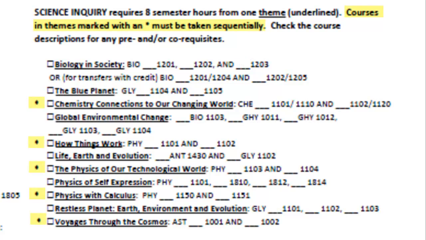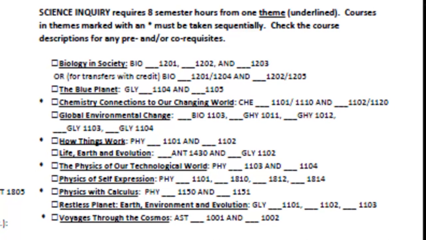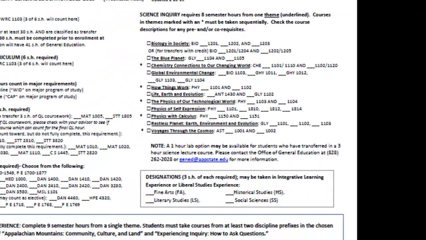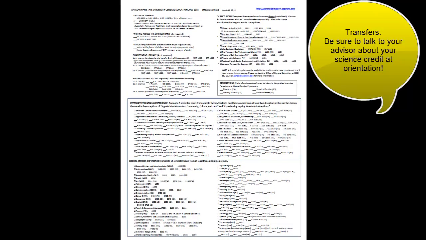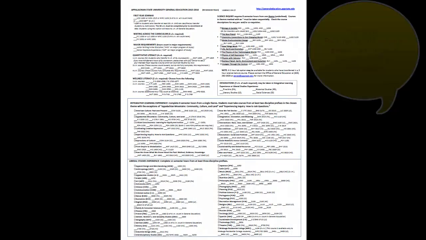Some science themes require you to take the classes sequentially. For example, you have to take Astronomy 1001 before taking Astronomy 1002. If you are a transfer student who already has credit for some science courses, your science requirement may be different. Make sure to talk to your advisor about your science courses at orientation.